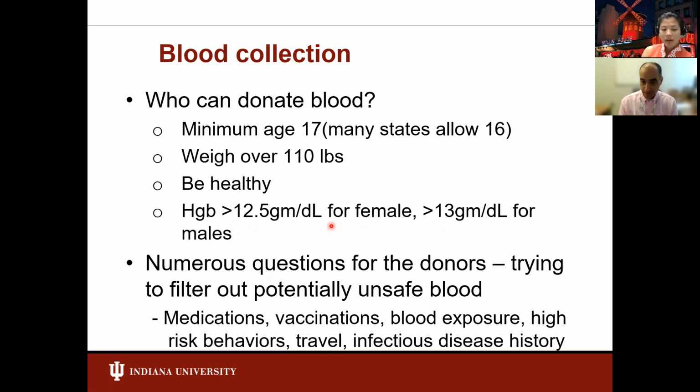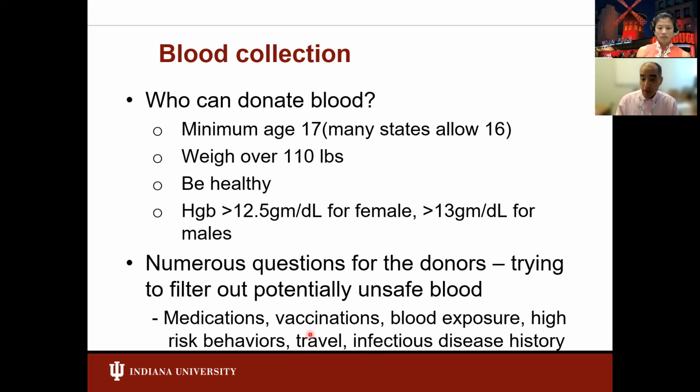Okay. Now, when somebody wants to donate blood, they do have to fill out a fairly significant questionnaire because they want to try to filter out somebody who might have unsafe blood. Right. And they'll ask about medications, about vaccinations, about blood exposure. So if somebody's gotten a lot of blood transfusions in the past, then the likelihood that their blood might react against somebody else's blood is a little bit higher. They ask about high-risk behaviors.